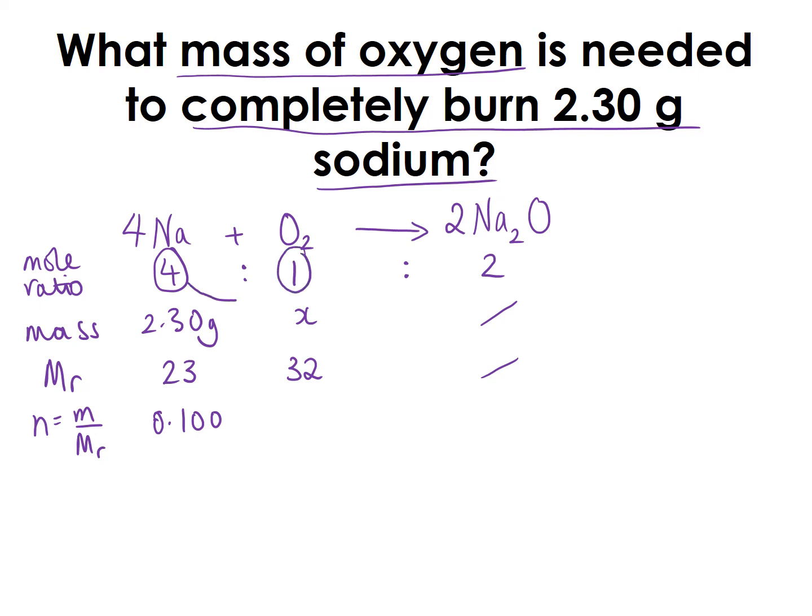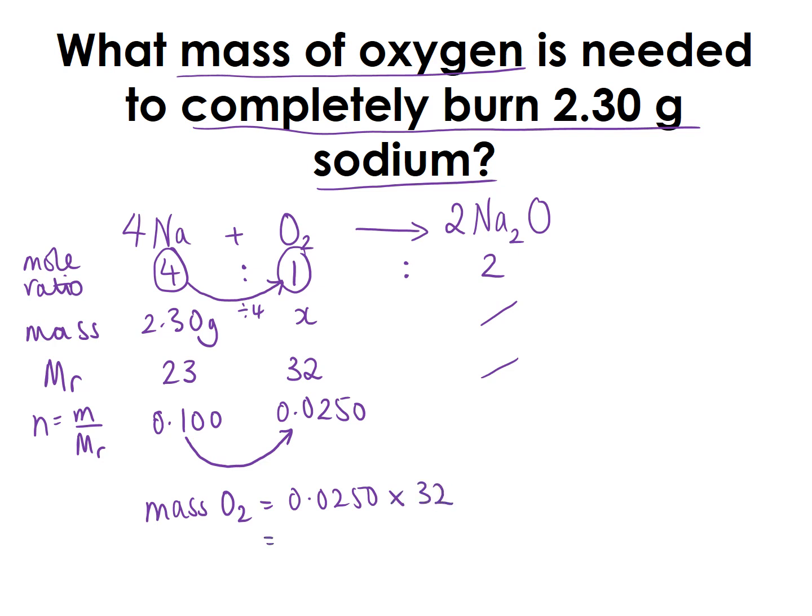Moles of oxygen, well, if we had 4 moles of sodium, we'd make 1 mole of oxygen. So to go from 4 to 1, we divide by 4. So to go from 0.100 to the moles of oxygen, divide that by 4, to get 0.0250 moles of oxygen gas. Final step then, the mass of O2 is the moles, 0.0250 times the MR, 32. Let's work that into a calculator.